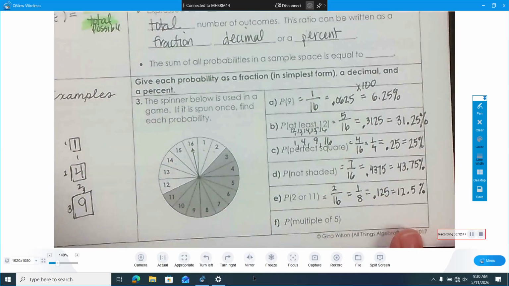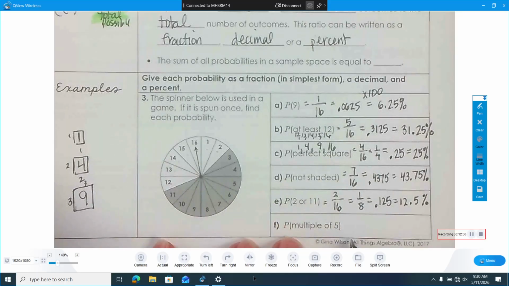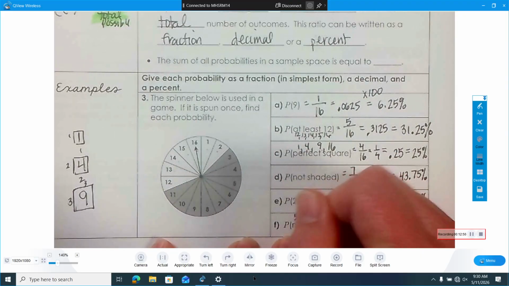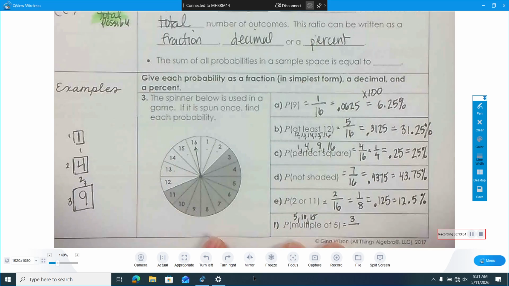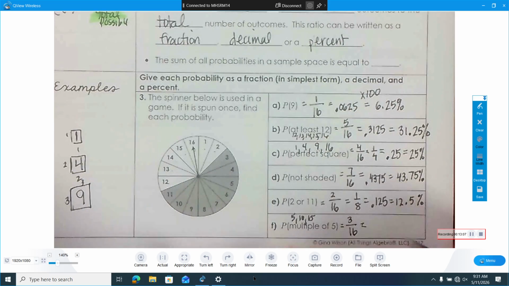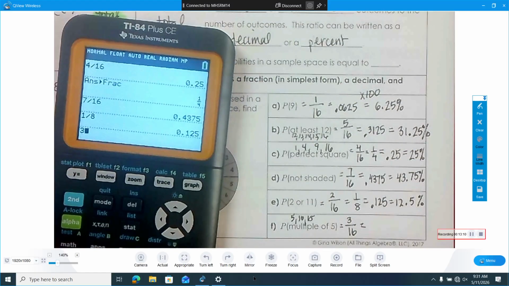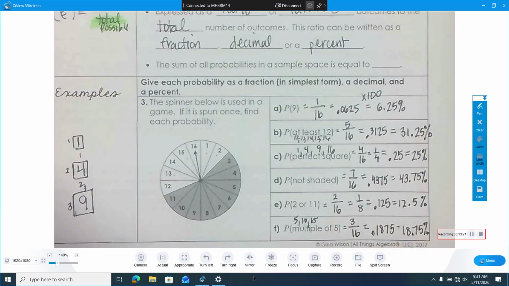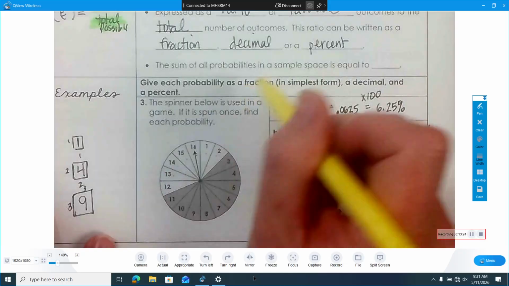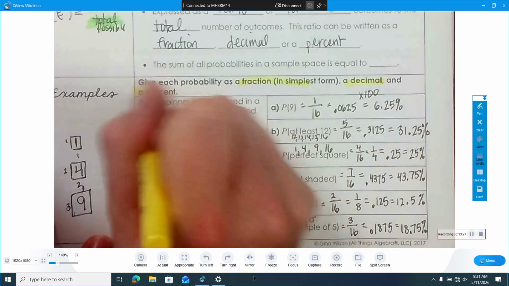All right. And then I love this last question. What's the probability of getting a multiple of 5? What does a multiple of 5 mean? 5, 10, 15, 20. Those are multiples of 5. So how many winners is that? 3 winners out of 16 possibilities. 3 out of 16 is 0.1875, which is 18.75%.